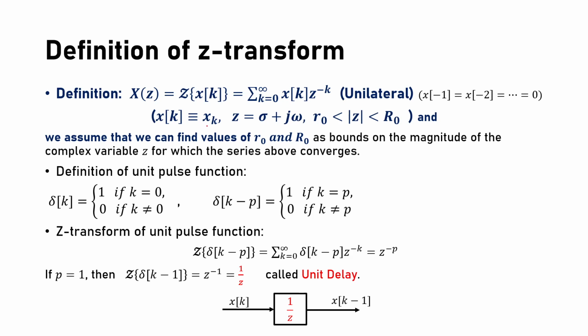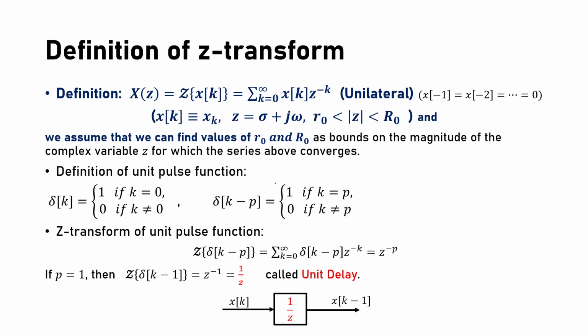Like here, we have a notation of h of k, and z can be a complex number, and its absolute value must be within a range that guarantees the series expansion is bounded. So lowercase r0 and capital R0 are the range for the absolute value of Z that guarantees the series converges.